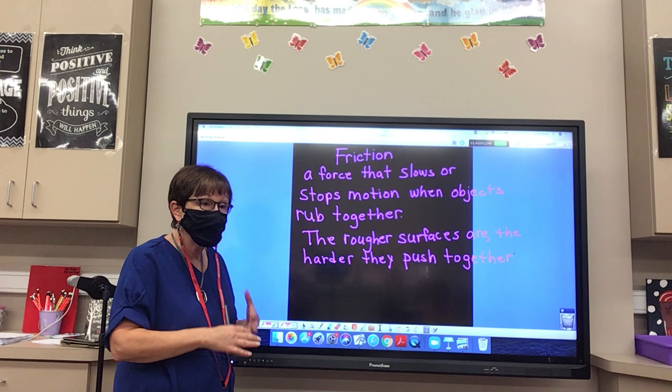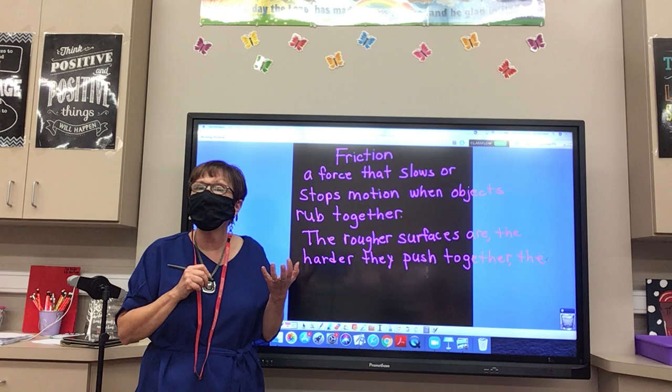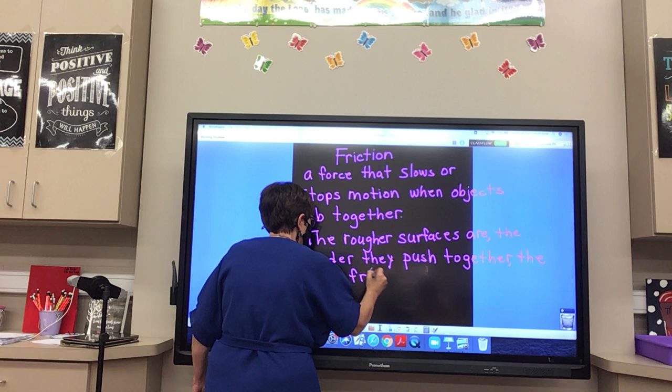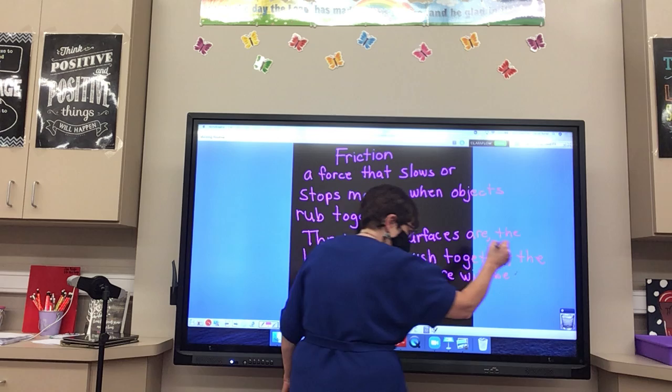Okay, so this one I'm going to ask you to figure out: the blank friction there will be. So what do you think? What word will go here? What do you think, Bryson? More. Yes, the more friction there will be. Very good, the more friction there will be.